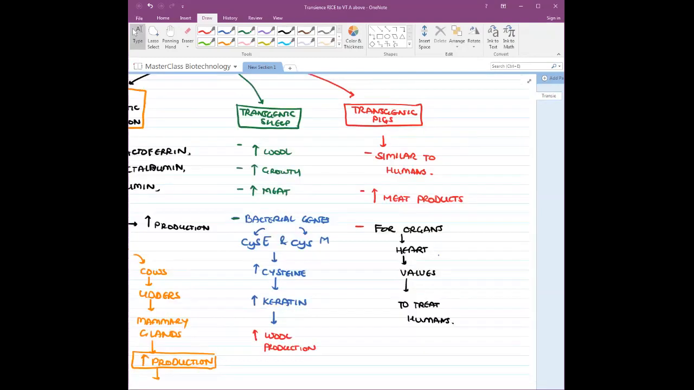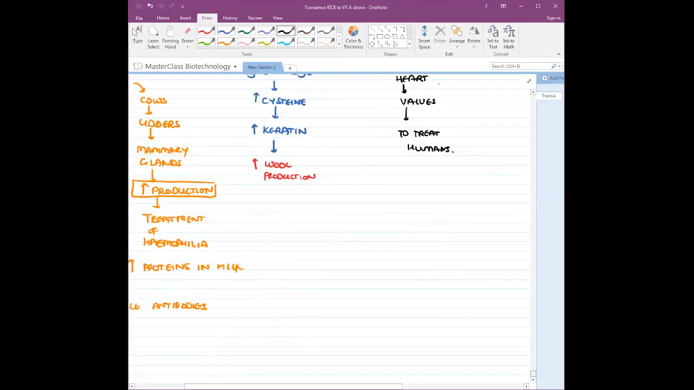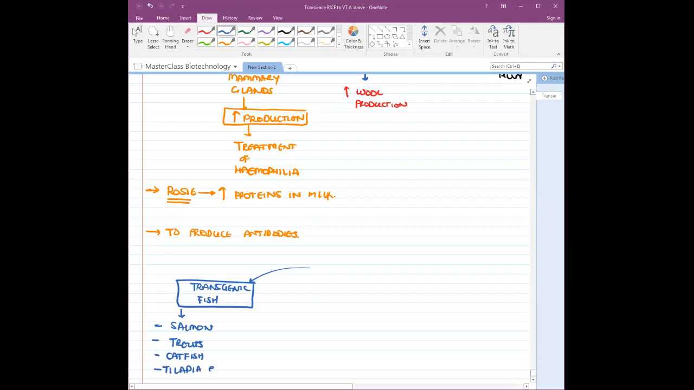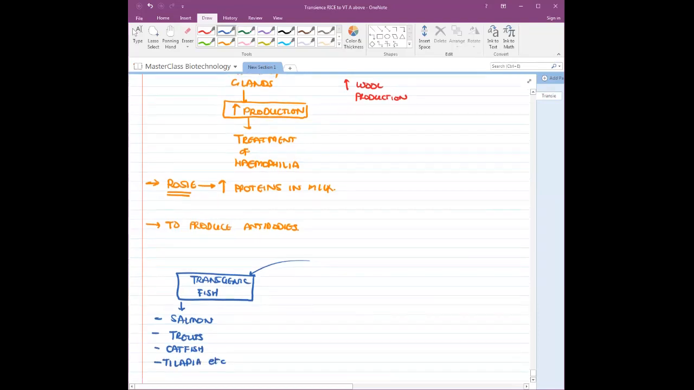Then we have two more. We'll just quickly finish that part, guys. We are going to have transgenic fish. Let's see what these are going to be used for. Transgenic fish like salmon, trout, catfish, and tilapia. All these are commonly eaten fishes.